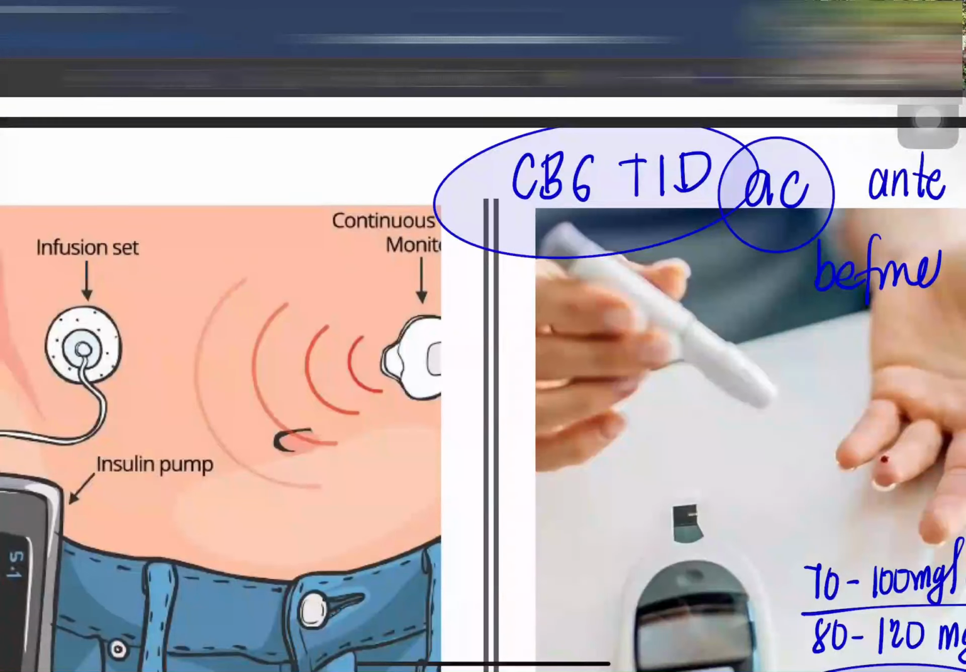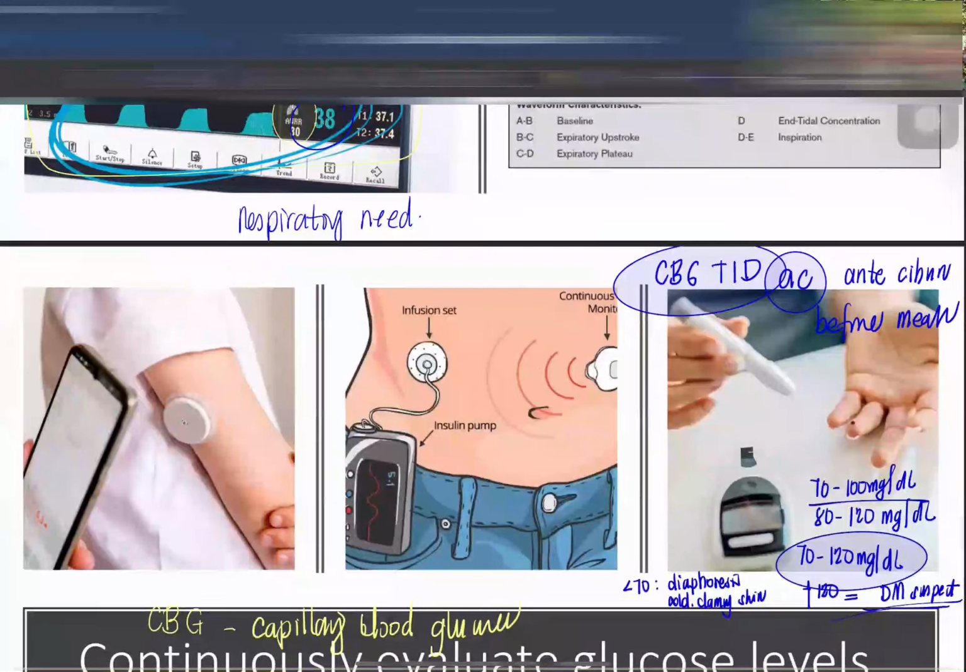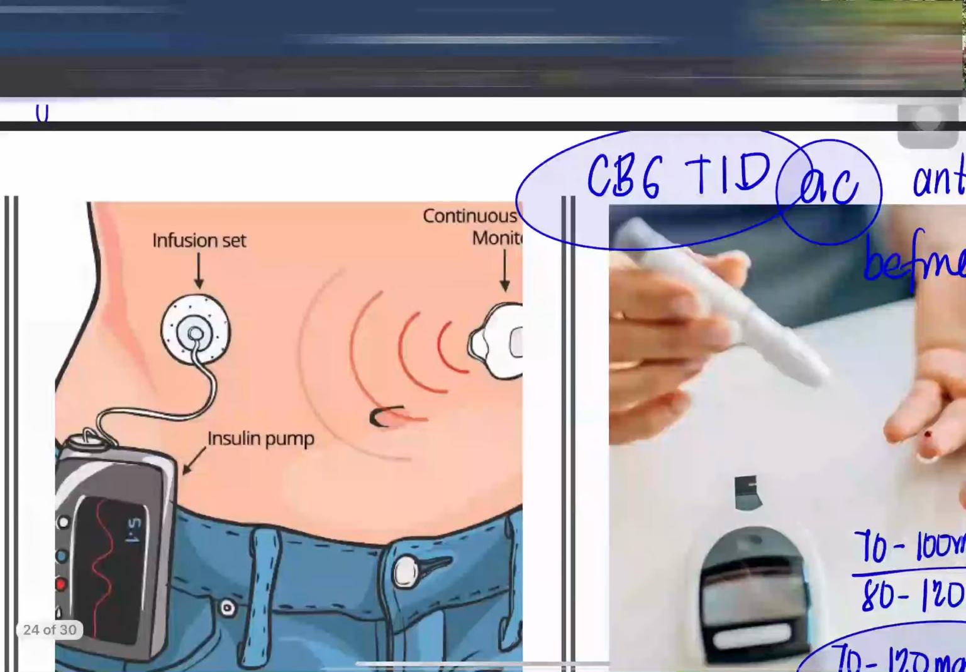Kasi ipiprick mo, di ba? Hindi naman class suffer, exage lang yung word. Pero class, ipiprick mo. So meaning the patient would feel some pain there. Class, for this one, this machine allows for continuous sugar monitoring.